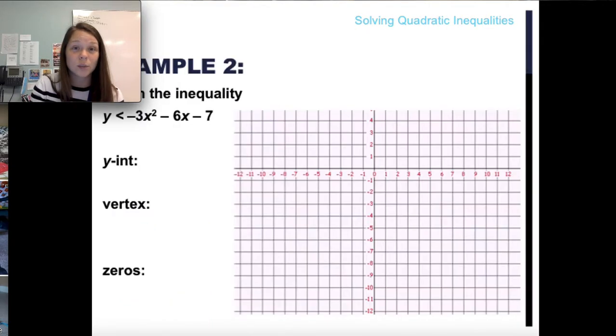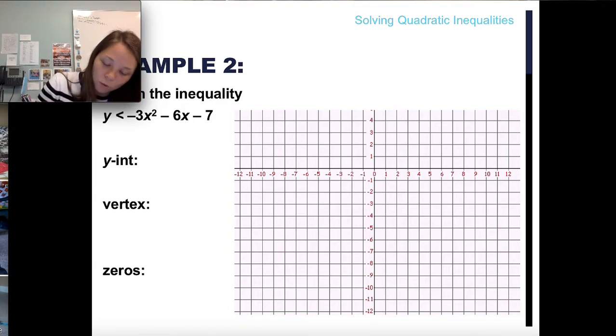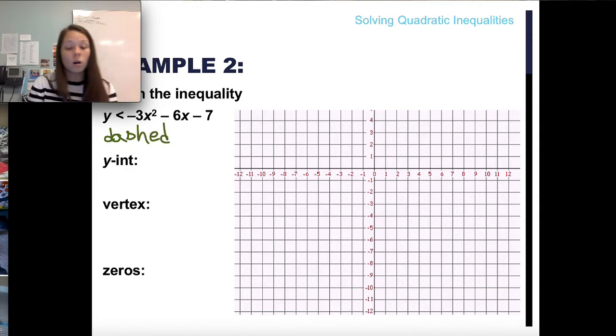Okay, so let's move on to example 2. This one says y is less than negative 3x squared minus 6x minus 7. Notice that it says strictly less than, which means when we go to graph this, we are going to graph it with a dashed line. Also with that, it's saying less than, which means we're going to shade in the area where the y values are getting smaller in reference to the graph.